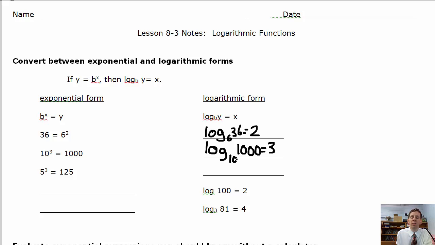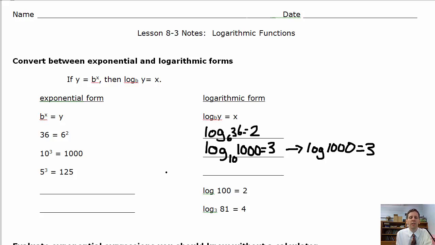Now, as a little shortcut you can use, anytime that you write log base 10, because this comes up a lot in real life mathematics, this can be written as just the log of 1000 equals 3. If the base is 10, you basically don't have to write it, which is kind of nice.